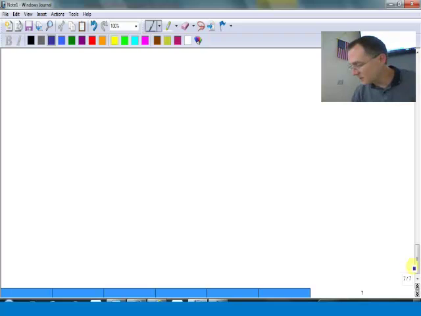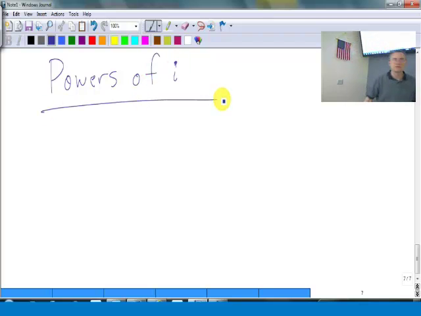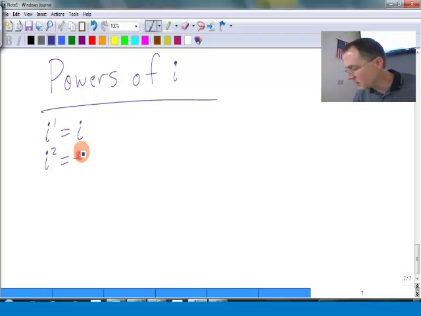Powers of i. This is not in the notes, but it's likely something that Alex is going to ask you about. Powers of i. We know the first power of i. Take anything, raise it to the first power, you get that thing. i to the first power equals i. Take i and square it. We've done this one. What do we say i squared is? It's negative 1. What we have not yet done is i cubed.